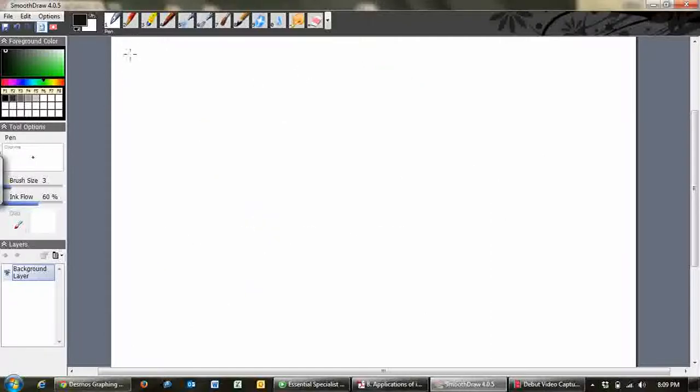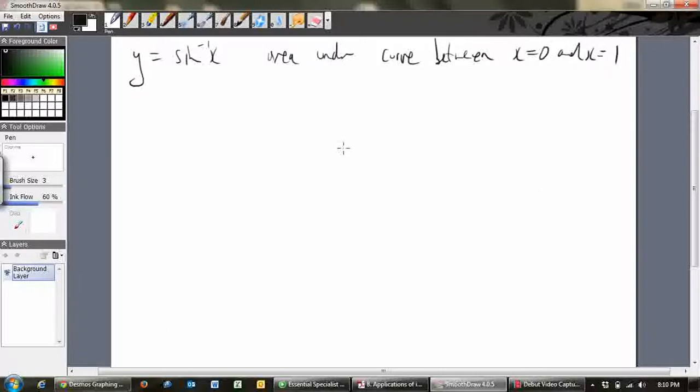Okay. One more example in this. I just want to show you y equals sine of negative 1 x. Okay. Find the area under the curve, say between, where's the function defined? Let's say x equals 0 and x equals 1. We'll go all the way up to the end. Okay, x is 0 and x equals 1.